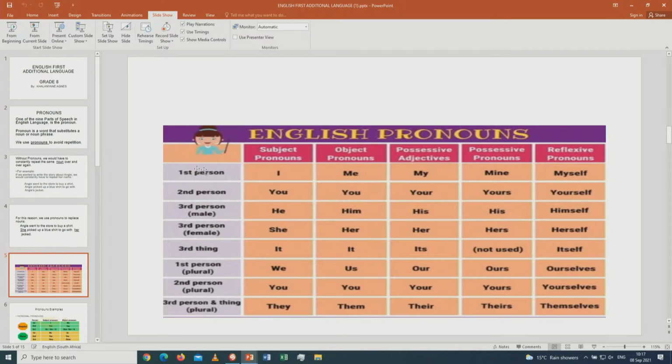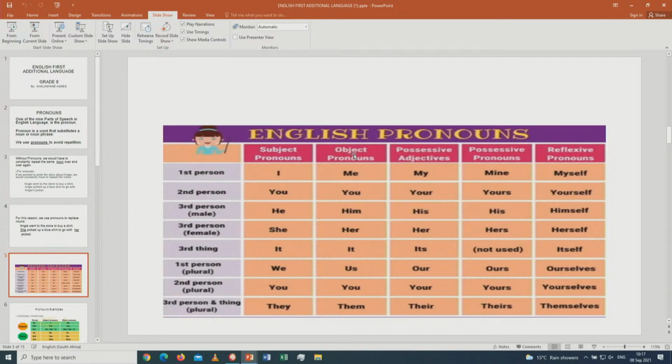Subject pronouns are divided into first person, which is I, second person, you, in a singular form, and third person, he for a male, she for a female, it for a thing. These are in singular form. They are subject pronouns because they are all responsible for the action that is taking place in the sentence. In the plural form, first person we, second person you, and third person for all the he, she, and it, they.